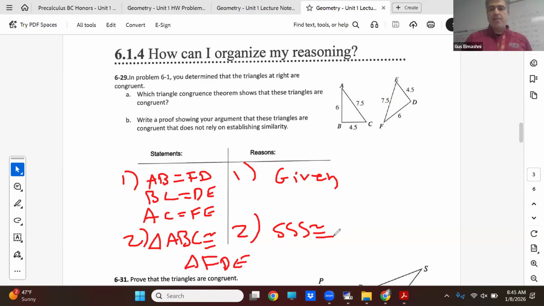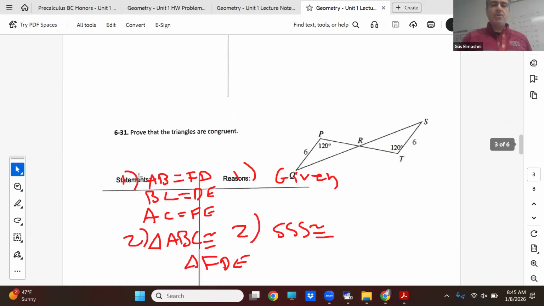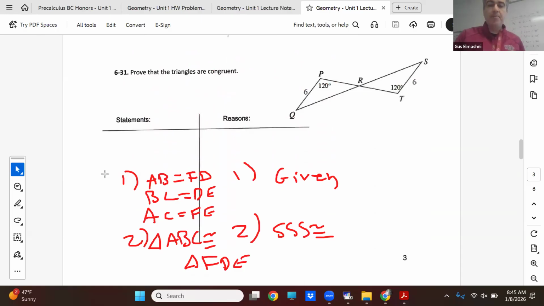Like, okay, cool, all three pairs of sides are the same. That's enough to say they're congruent, right? We have enough information. But sometimes you have to dig a little deeper, right? So 6.3.1 will force us to dig a little deeper.